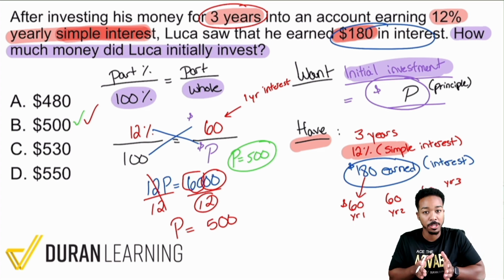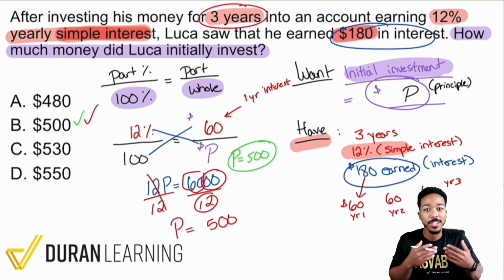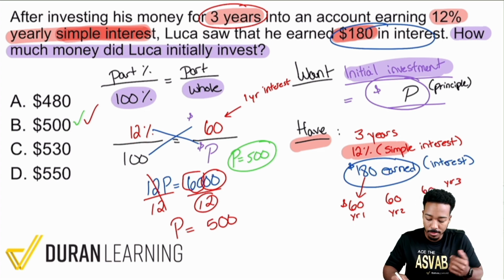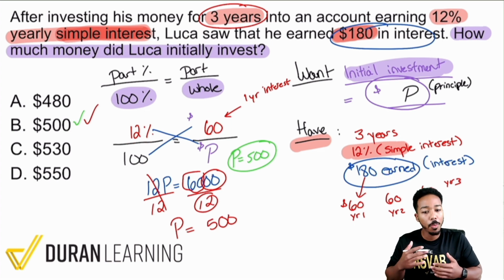Because you earned 12% in year 1, 12% year 2, 12% year 3. So altogether, that would have been 36% earlier. 36% matches with 180, or 12% matches with $60, because if you cut the 180 by 3 to get 1 year, that's 60. So I really hope that makes sense there in some way, shape, or form.